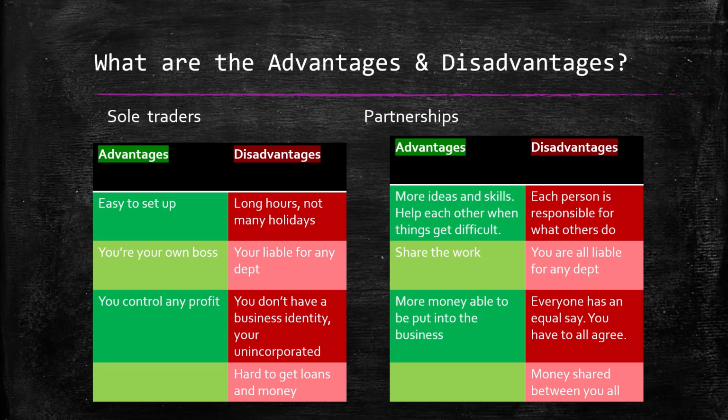Disadvantages. Each person is responsible for what others do. If one person does something wrong, you're all responsible. And you're all liable for any debt. Everyone has an equal say, so you all have to agree. And the money is shared between you all, so that might mean less pay.